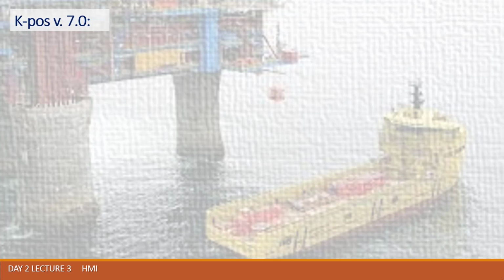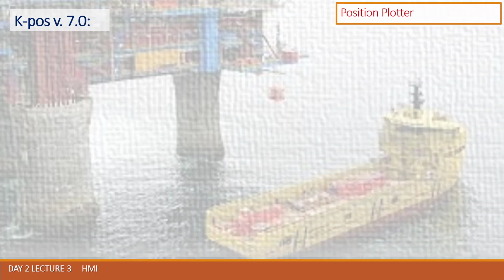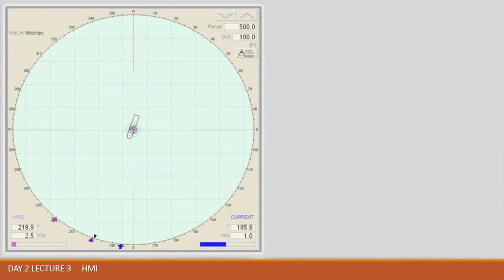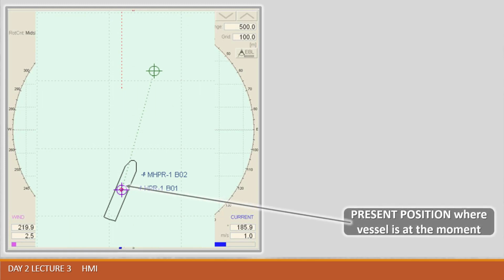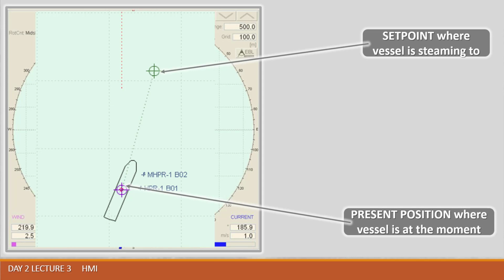Let's analyze the information indicated at the position plotter and connected with our vessel on the plotter. First of all, the vessel is presented with an open vessel contour. Then, when we are in auto position, trying to change the actual vessel position to a new set point, a few markers appear. The present position where the vessel is at the moment is the violet marker, and the set point where the vessel is steaming to is presented as a green marker.